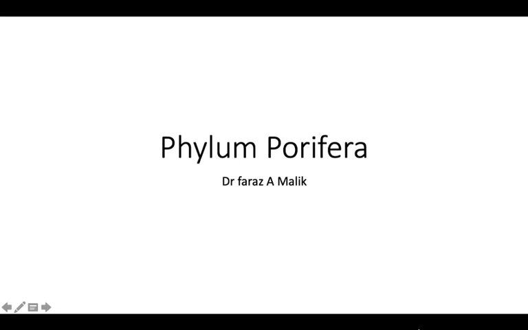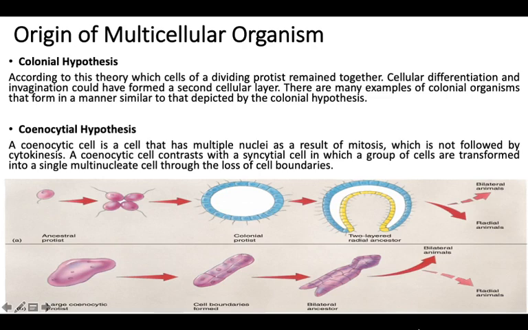Today we are going to discuss the Phylum Porifera. But before beginning to talk about Phylum Porifera, the first foremost thing we should learn is the origin of multicellular organisms on Earth. So conceptually, it is stated that multicellular organisms originated on Earth around 800 million years ago.